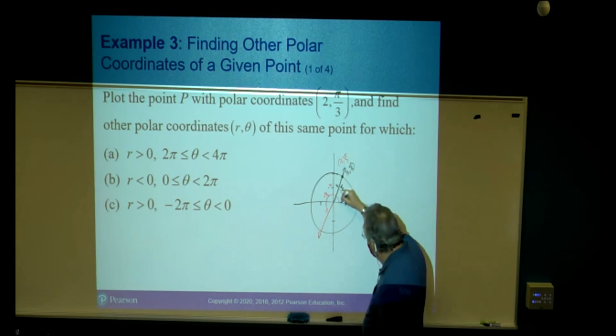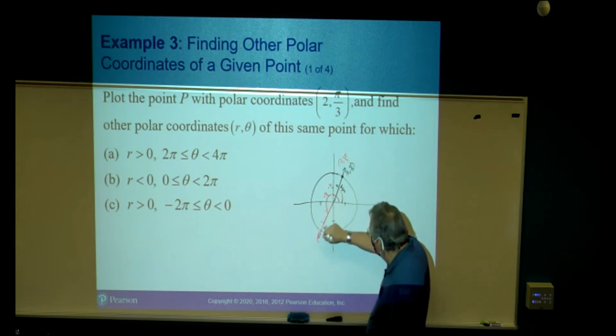So if we're talking about this angle and this ray, but we don't want to go 2 units along that ray, we want to go the opposite direction. So that brings us back up to here.